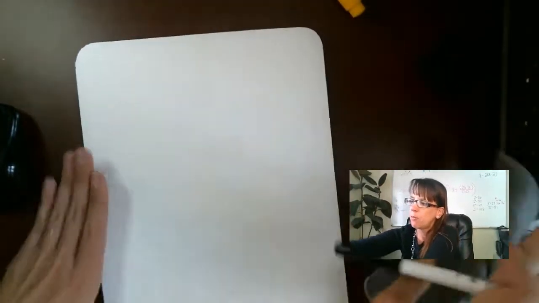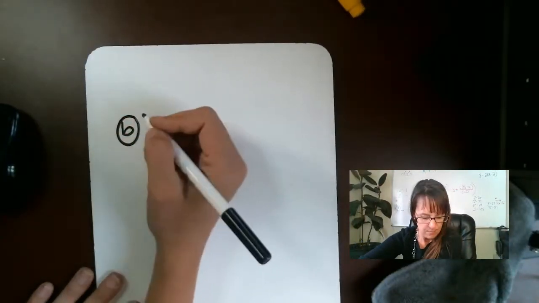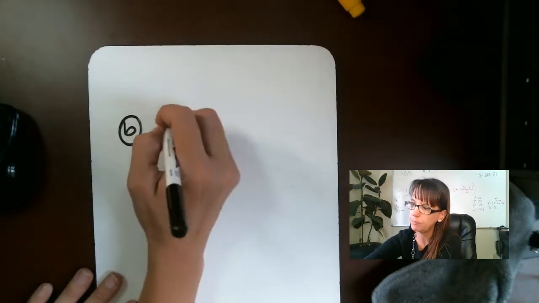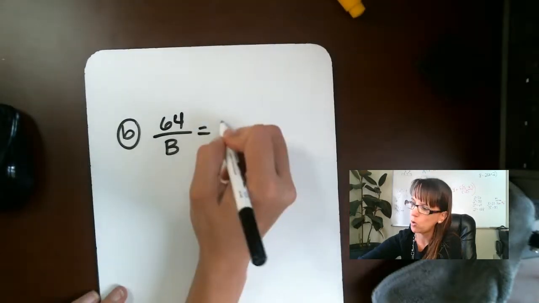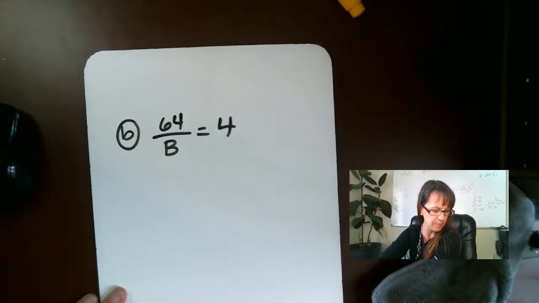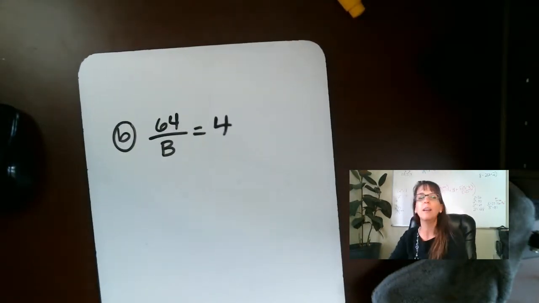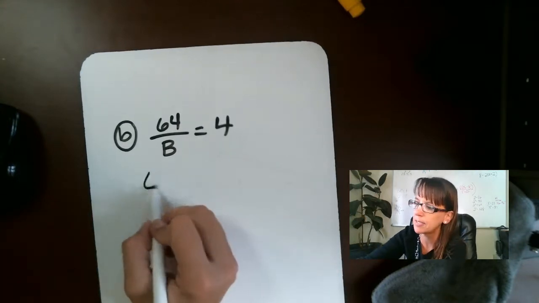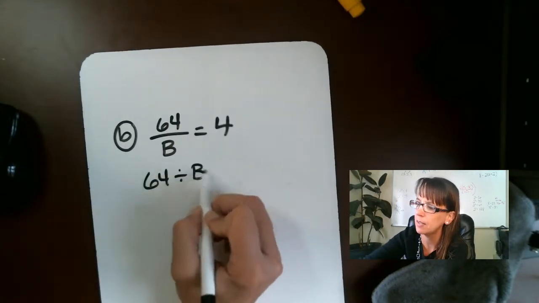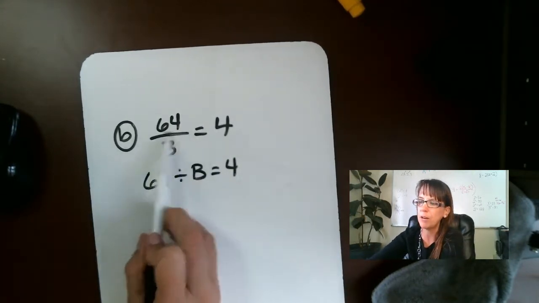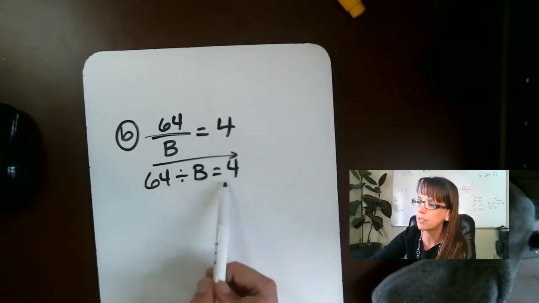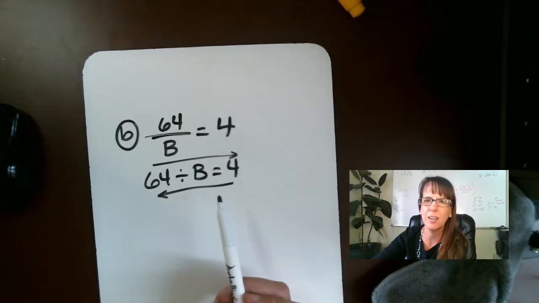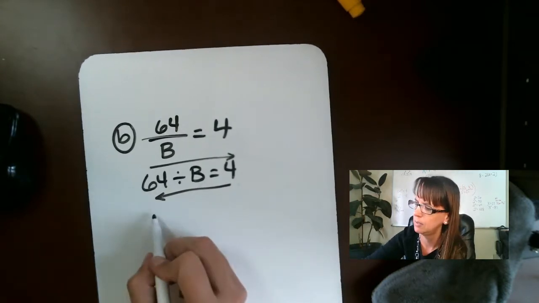4B. 64 divided by b equals 4. Okay, on this one here, we have 64 divided by b equals 4. Remember, this fraction bar is the same as that division. Good, if we divide in this direction, we can multiply in this direction. I hope I didn't say subtract earlier.